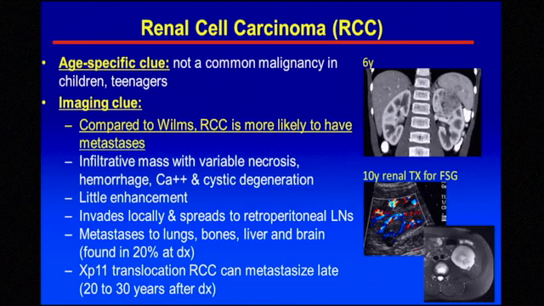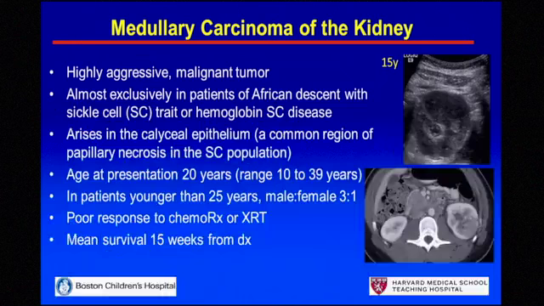The masses can be infiltrative. You can have hemorrhage, calcification, cystic degeneration. Enhancement compared to the adjacent kidney is less. It invades locally and spreads to retroperitoneal lymph nodes. It can metastasize to lungs, bones, liver, and brain. And 20% of these patients will have metastases at diagnosis. With a specific translocation, the Xp11 translocation, patients with this form of RCC can metastasize very late after treatment, sometimes even 20 to 30 years later, so this should be remembered.